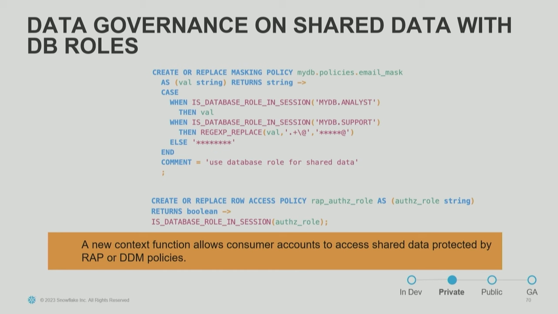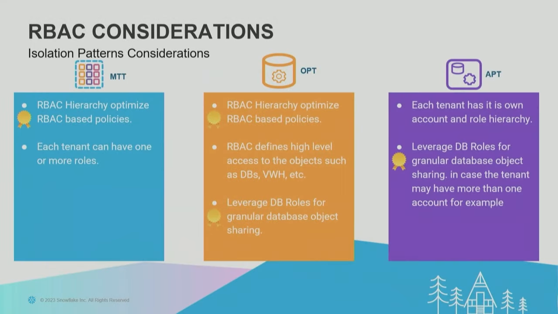This is real time. If the data app provider changes the policy, it will apply automatically for all the data shares across the data consumer landscape. Now, let's see how this plays out in terms of isolation patterns. In all isolation patterns, please use role hierarchy. Please use least privileged access. Don't give the app provider more than what they need to do their jobs.